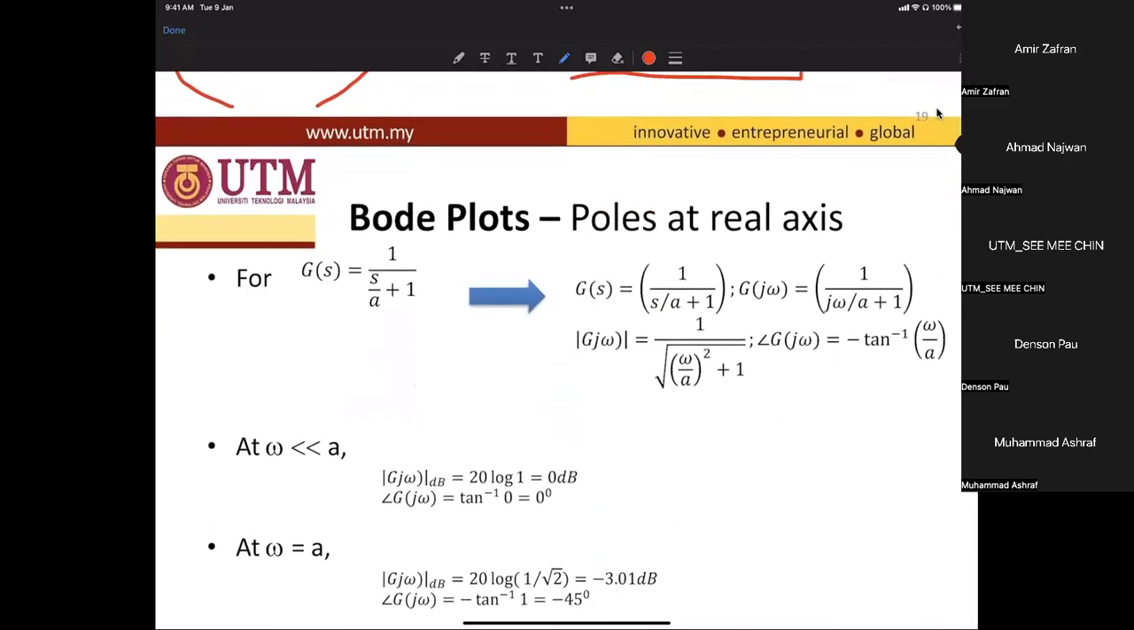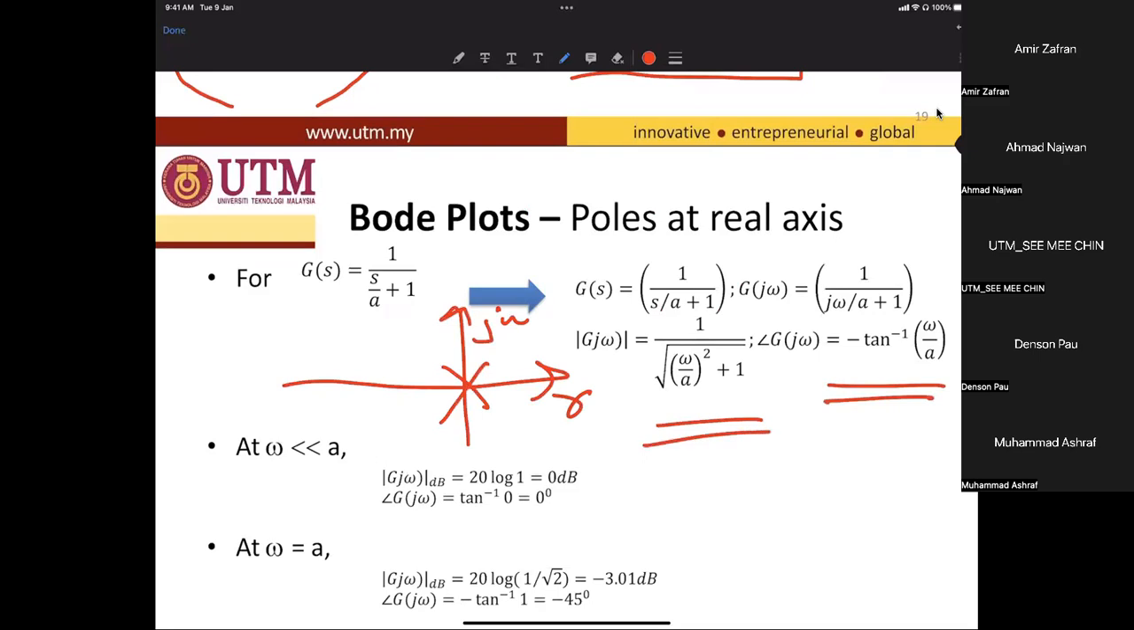So come back to the fifth one, which is the pole at the origin. Let's say we have a pole at the origin. We find the magnitude, which is here, 1 over square root of omega squared divided by a squared plus 1. And the phase is minus arctangent omega divided by a.